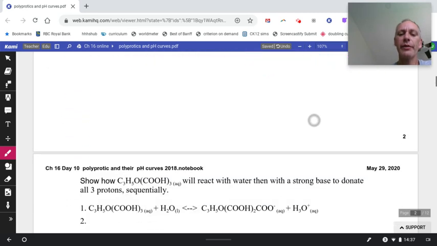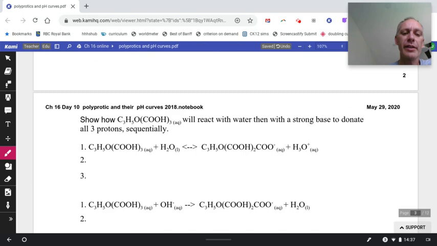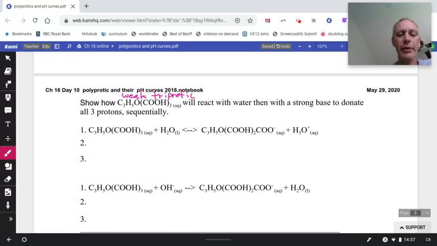This next example is more typical because this is a weak triprotic. All the polyprotics are weak except H2SO4. So show how this thing will react with water and then how it would react with a strong base. So a weak acid in water would give us less than 50%. Now this is also a weak acid because it still has 2 protons to donate.